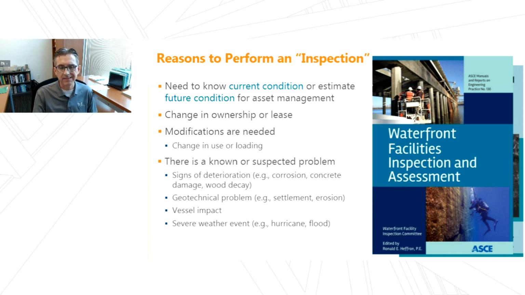And then, unfortunately, sometimes structures are faced with known or suspected problems, and an inspection needs to be done to characterize that. Most commonly, signs of deterioration, things like steel reinforcement corrosion in a concrete structure or corrosion of steel elements, wood decay if there are timber elements on the structure. Could also be geotechnical problems like settlement or erosion, vessel impacts, or if there's been a severe weather event like a hurricane.